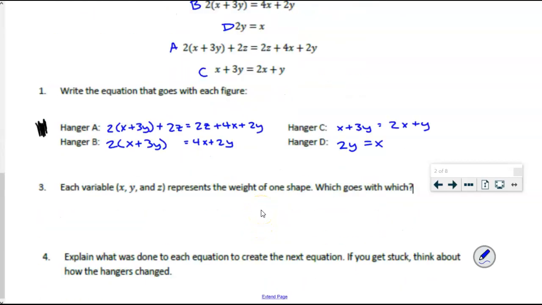So each variable x, y, and z represents the weight of one shape, which goes with which? X, y, and z. X is what, Siley? Yes, x is the square.